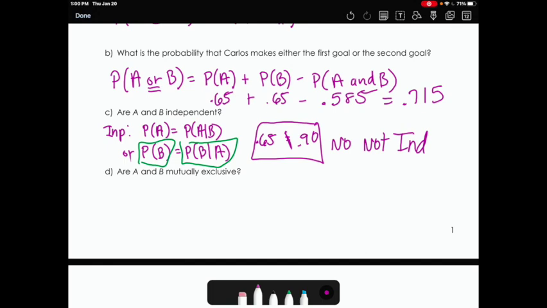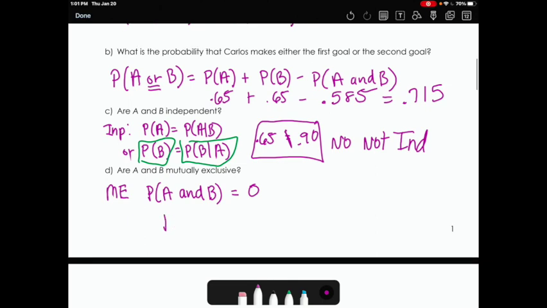Are A and B mutually exclusive? We know that if two events are mutually exclusive, the probability of A and B happening must be 0, meaning they can't happen at the same time. And we showed in part A that the probability of A and B was equal to 0.585. Because the probability of A and B is not equal to 0, I would say these events are not mutually exclusive.